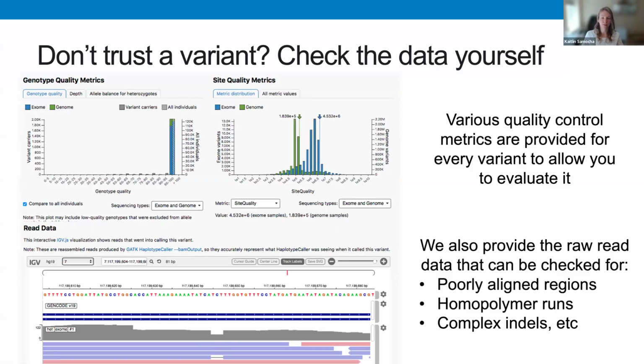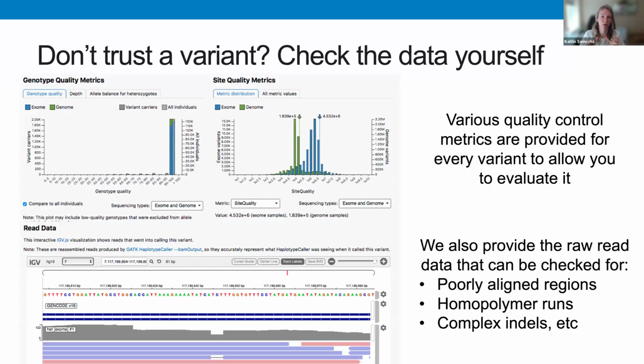The reason we provide some of these raw reads is that sometimes you can find homopolymer runs or complex indels, poorly aligned regions, just something that makes you suspicious that this is a real call. And this is part of the reason that we say seeing a singleton in gnomAD doesn't necessarily mean that you should use that as evidence for ruling something out in a patient, because there are errors sometimes in the database, particularly in these kind of complex regions, these homopolymer runs or regions with segmental duplications.